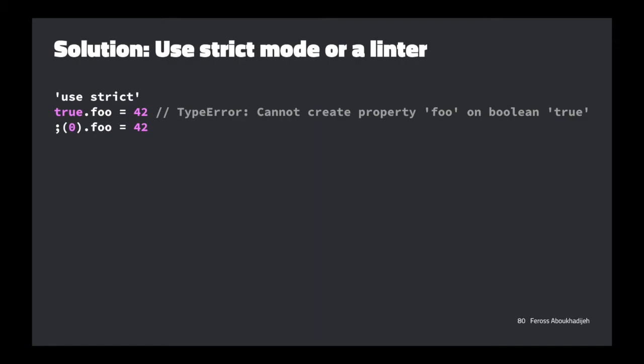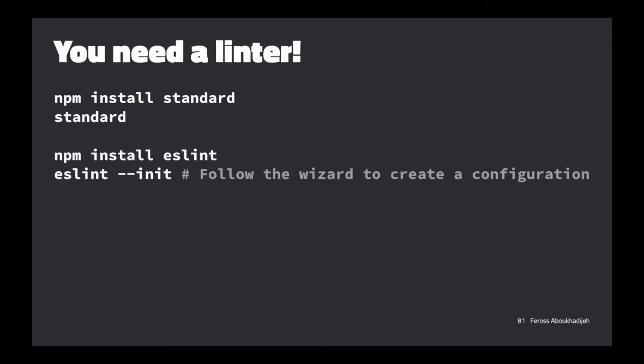If you use strict mode or a linter, you'll again catch this as trying to add a property to a primitive. You can't do that. So basically, use a linter. You can use standard or you can use ESLint, but I don't recommend coding without one of these. Standard just uses ESLint under the hood, so ESLint is what you need to use to be safe.